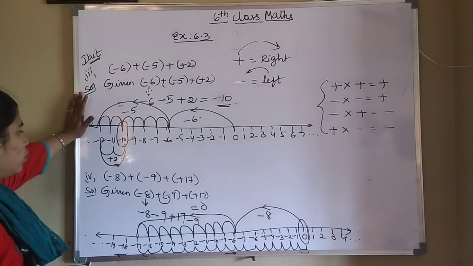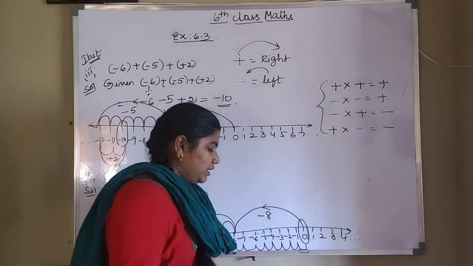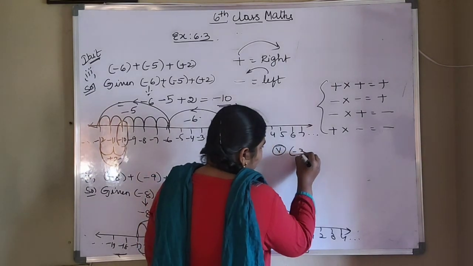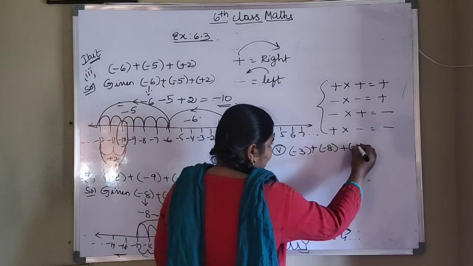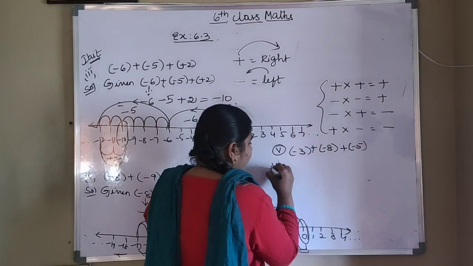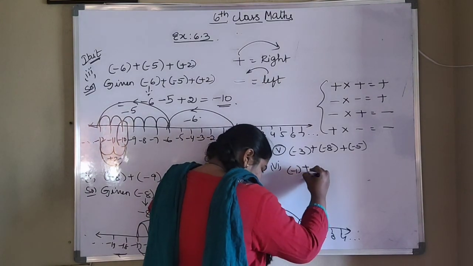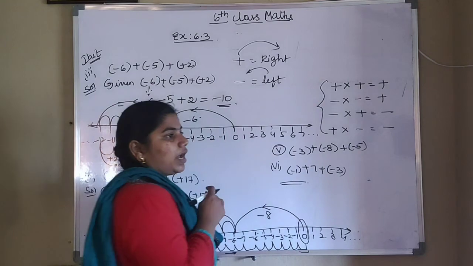So these 4 problems I have done as I told you. The next 2 you try as homework. The fifth one is what here? Minus 3 plus of minus 8 plus of minus 5. This one you try as homework, as well as the sixth one, that is minus 1 plus 7 plus minus 3. So this one also you try as homework.